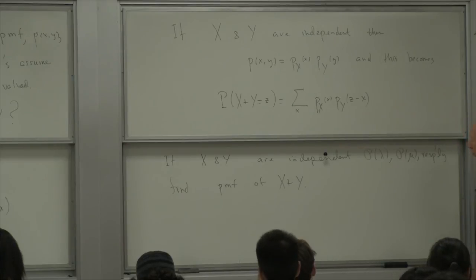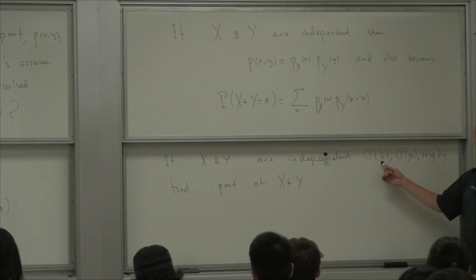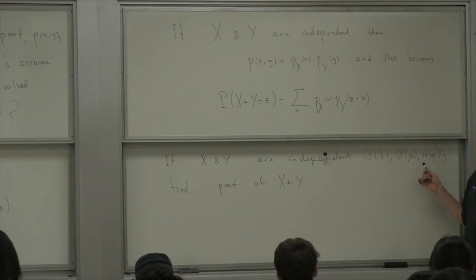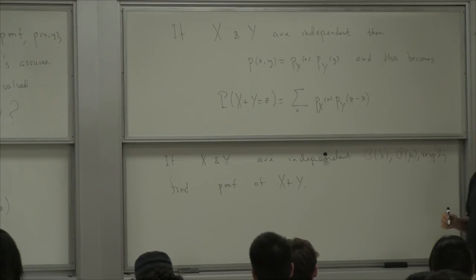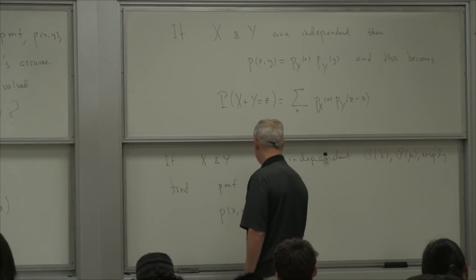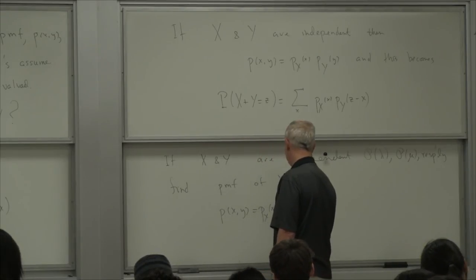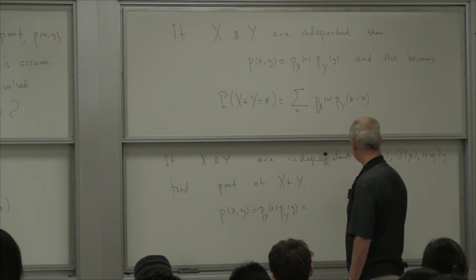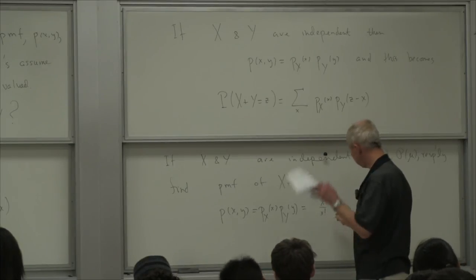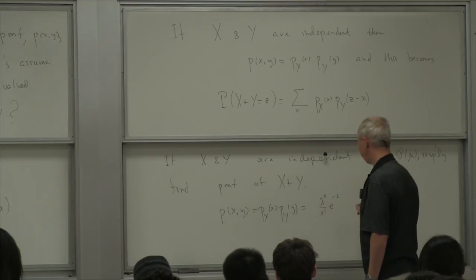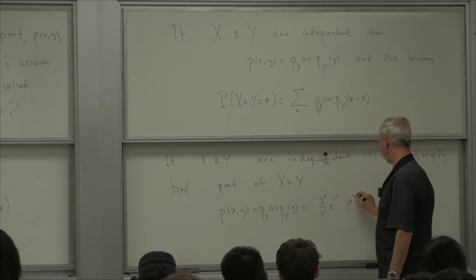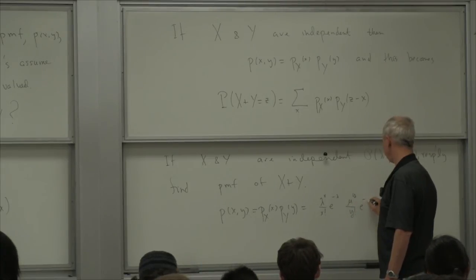Let's do this. If X and Y are independent, and X is a Poisson random variable with parameter lambda and Y is a Poisson random variable with parameter mu, let's find the PMF of X plus Y. The independence statement is that p_XY factors into the product of the PMF of X and the PMF of Y. The first term is lambda to the x over x factorial e to the minus lambda, and the second one is mu to the y over y factorial e to the minus mu.